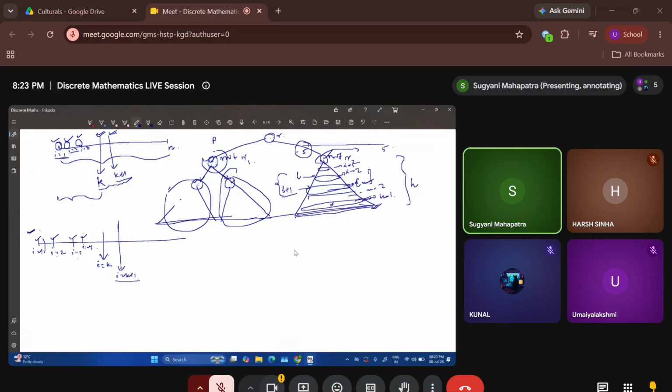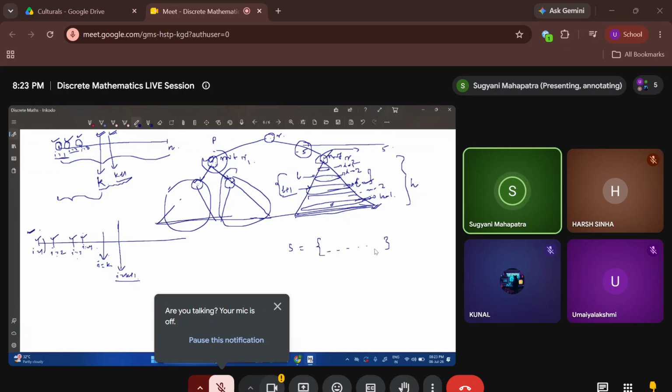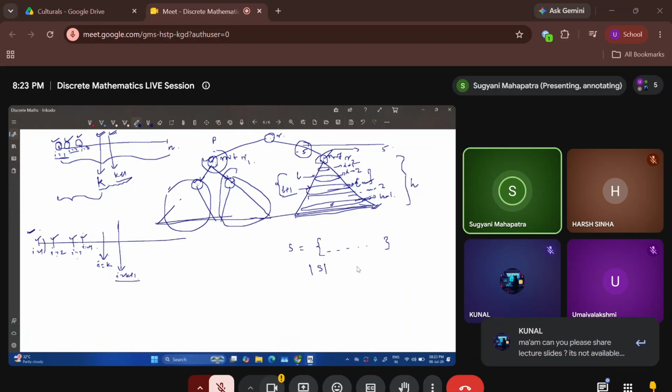Given a set S, its cardinality is basically the number of elements present in that set. It is denoted like this: if there are 5 elements in the set S, then mod of S is equal to 5. So basically, cardinality of a set is the number of elements present in the set.